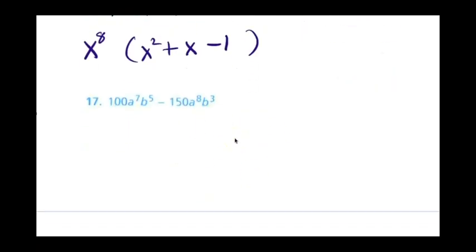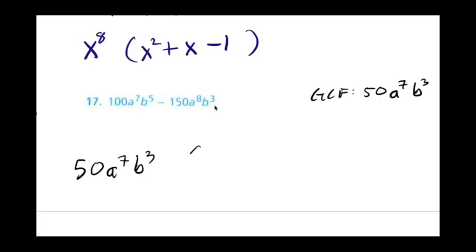And the very last one here, we're going to find the GCF. Now I have 100 and 150. What's the biggest thing that divides both of them? It's 50. 50 goes into both of them. And then we're going to do the variables. I have 7 a's here. I have 8 a's here. 7 is the smallest. I have 5 b's and I have 3 b's. b³ is the smallest. We'll put that on the outside. And then we're just going to divide by that. 50a⁷b³.